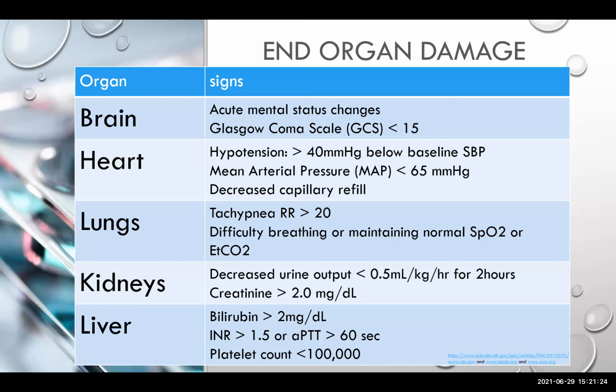Lastly, our liver can show signs of organ damage with a bilirubin greater than 2 milligrams per deciliter, an INR greater than 1.5, or a PTT greater than 60 seconds, or a platelet count less than 100,000.